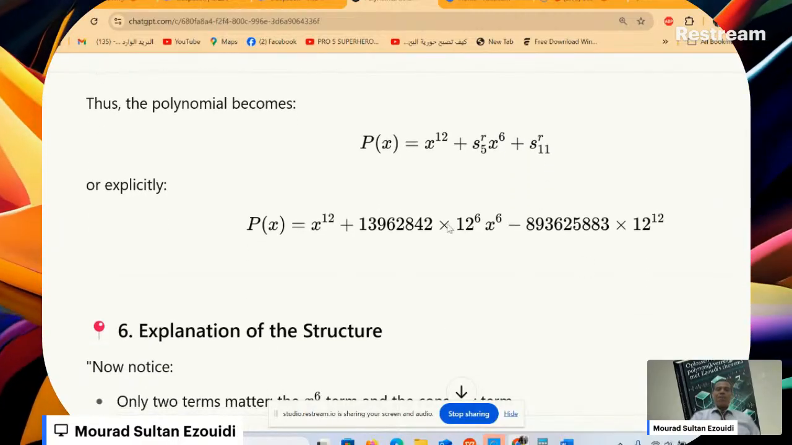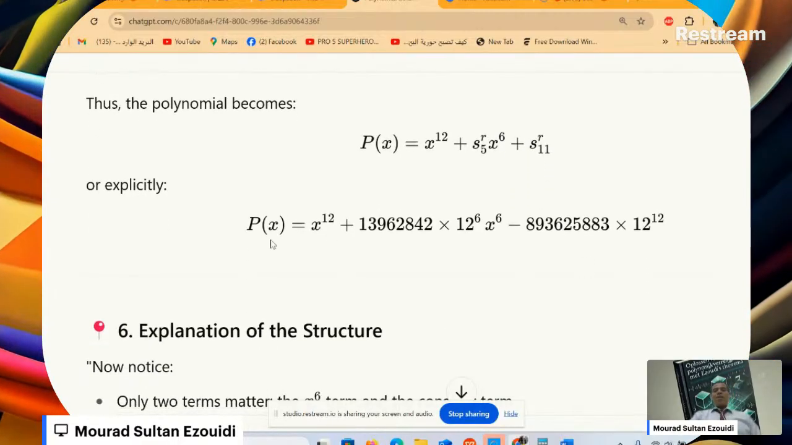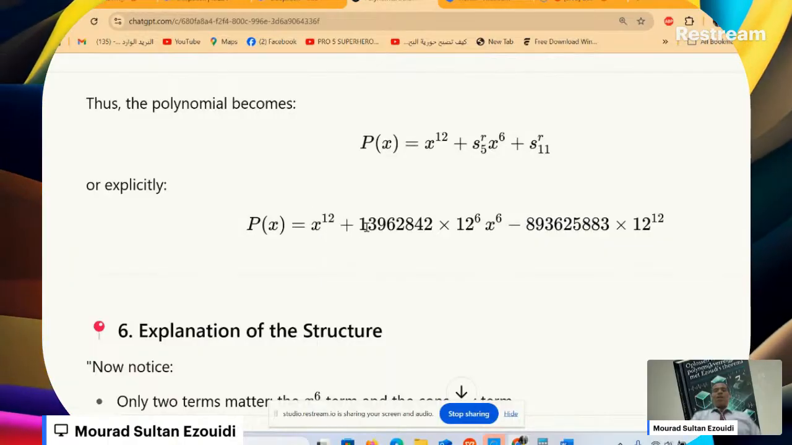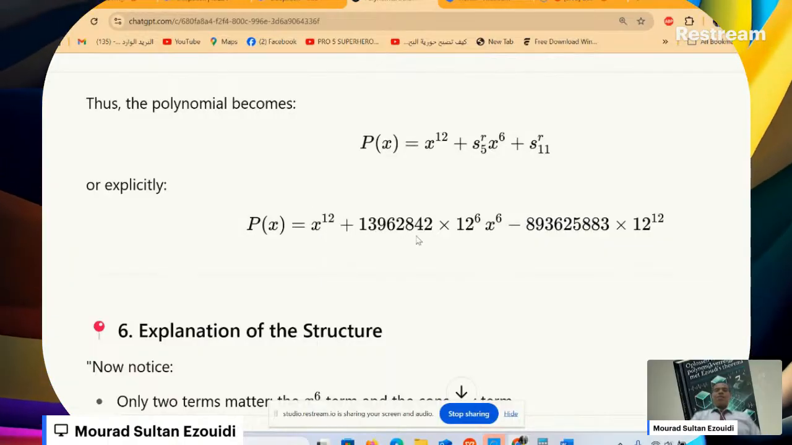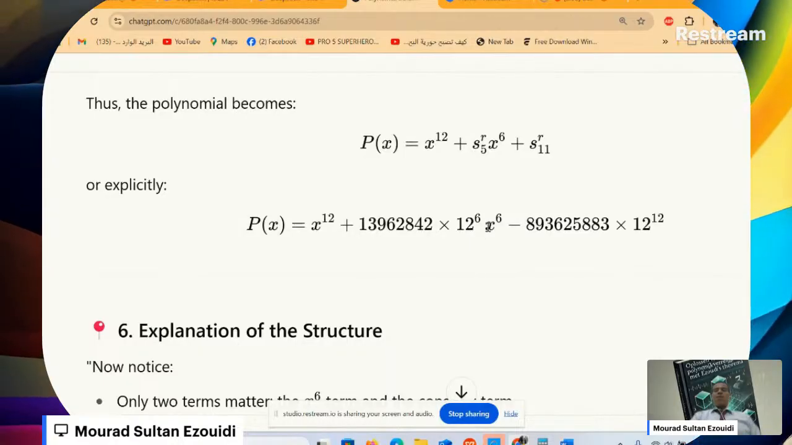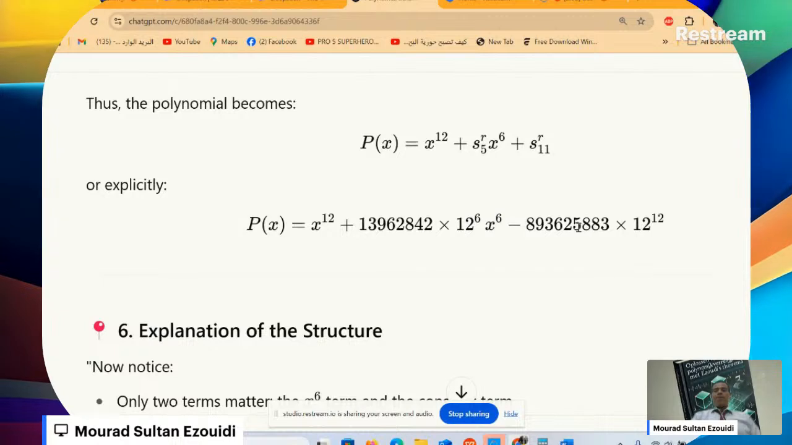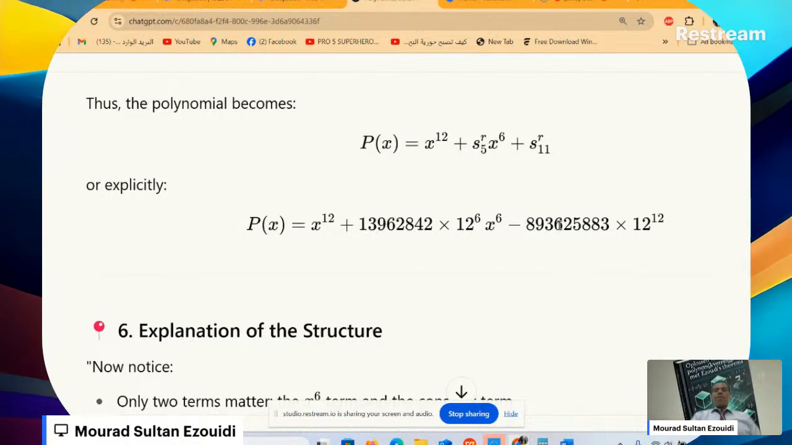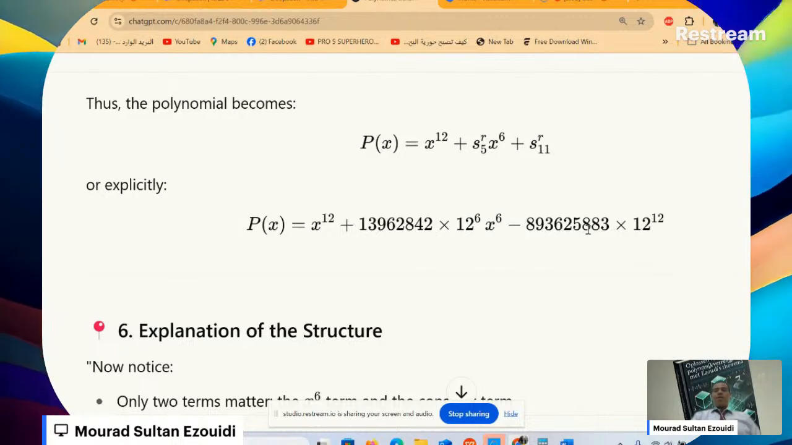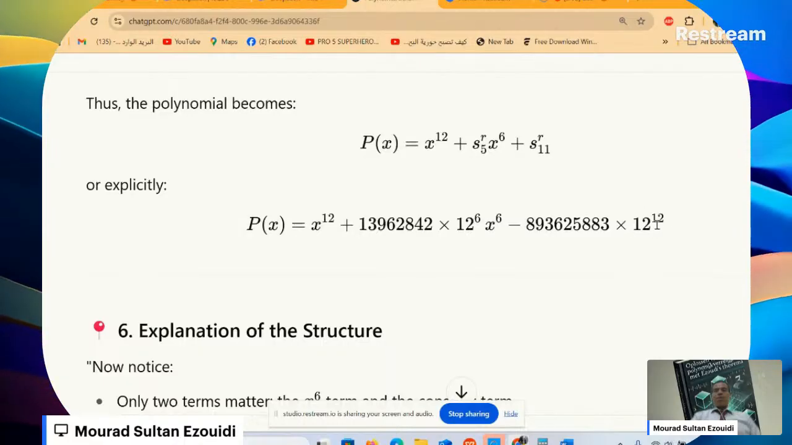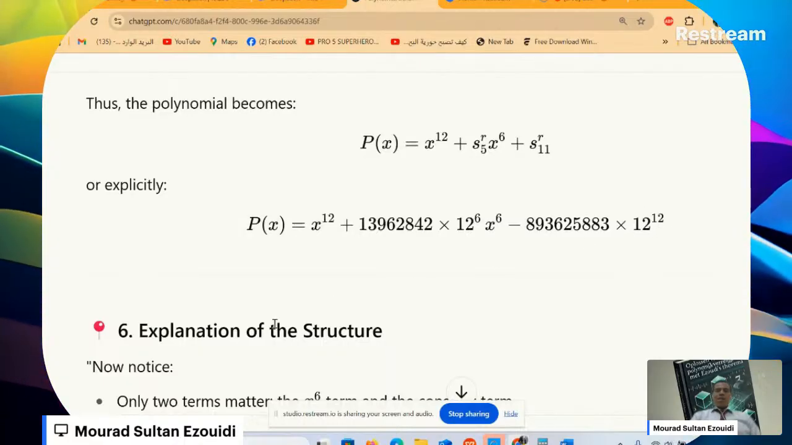So here, explicitly, P of x equals x raised to the power 12 plus 13,962,842 times 12 raised to the power 6 x raised to the power 6 minus 893,625,883 times 12 raised to the power 12.